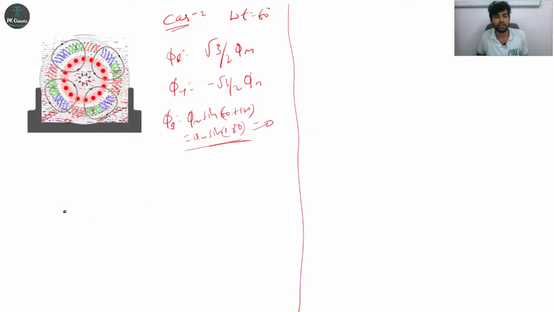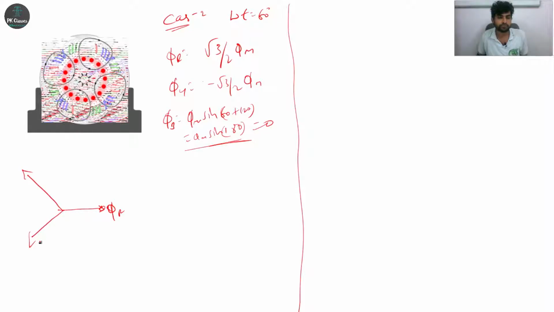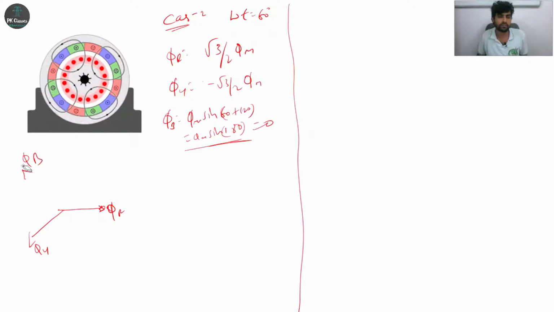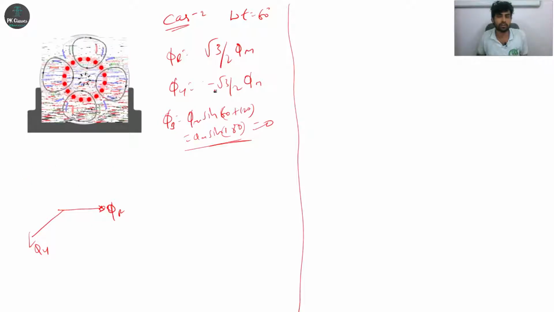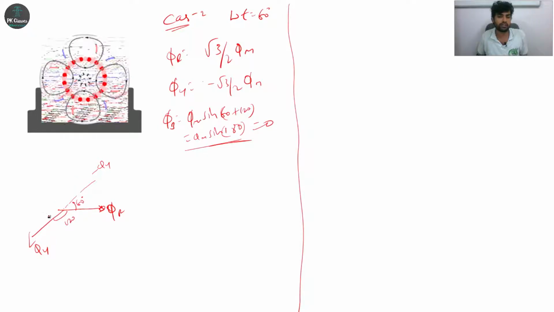Okay. I will draw a vector diagram for this one. There is a phi R and then phi Y. This is phi B. See here, phi B is not there. I will be eliminating this one. Okay. So what about phi Y? Minus phi Y will be there, right? So here minus phi Y. So this is 60 degree. And this one is 120. Okay.